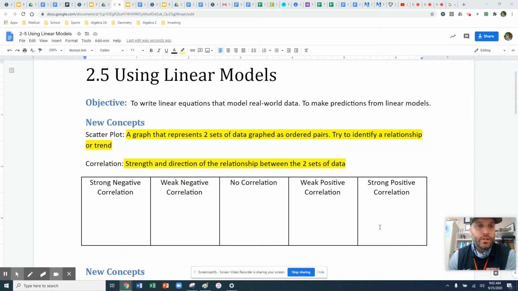Hi, Algebra 2. Today we are going to look at 2.5, using linear models. Our learning target today is to write linear equations that model real-world data and to make predictions from the linear models.